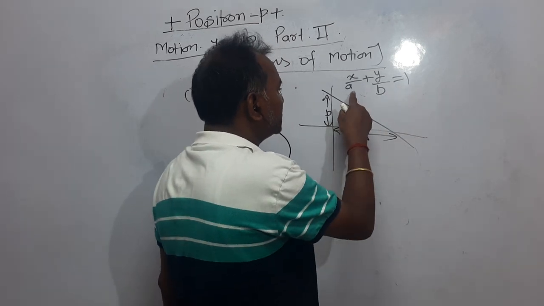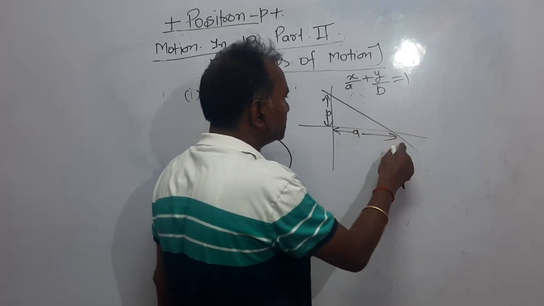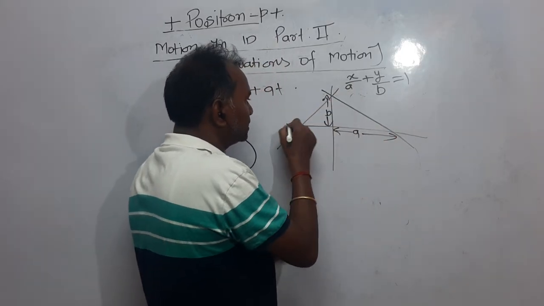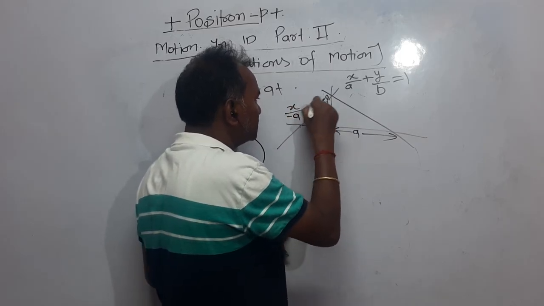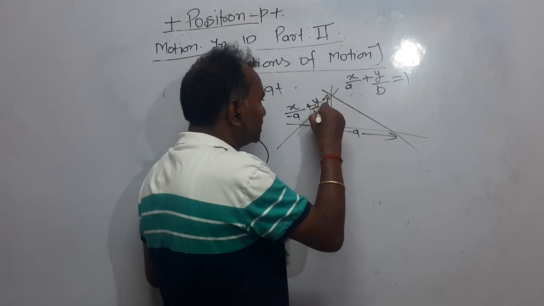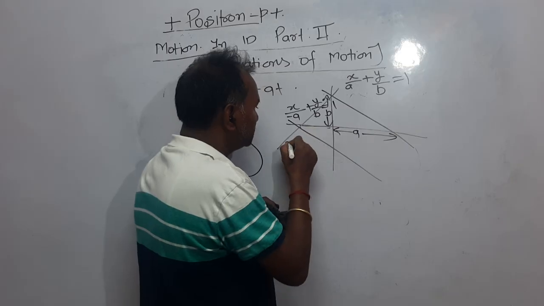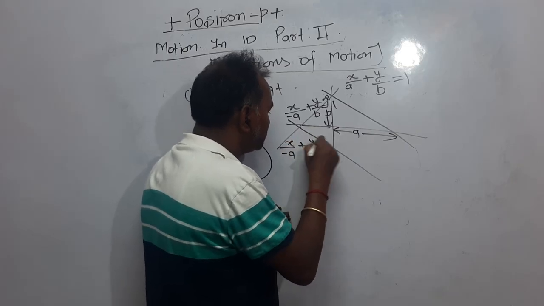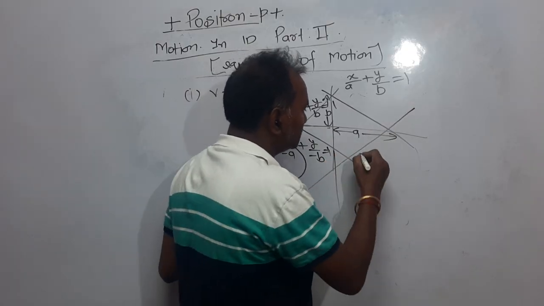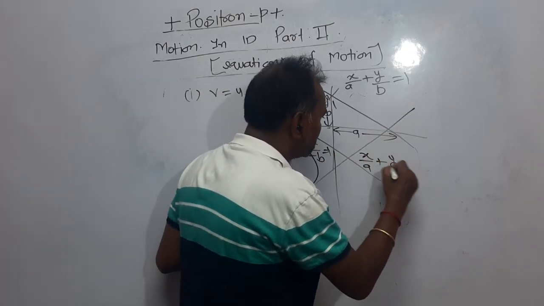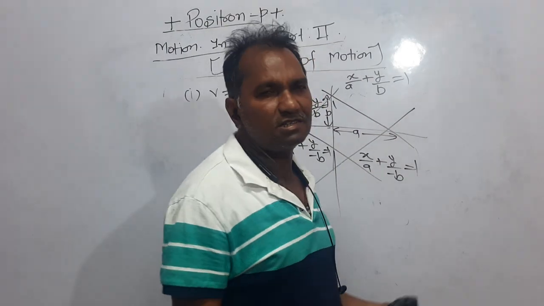It means it is making an intercept a on the x axis and b on the y axis, and the graph will be this. If it is this, then the intercept is now negative, x upon minus a, and on the y axis again a positive intercept. If it is like this, then it is x upon minus a plus y upon minus b equal to 1. And if it is so, then it is x upon a plus y upon minus b equal to 1. So if you can write any equation in this form, then easily you can plot.